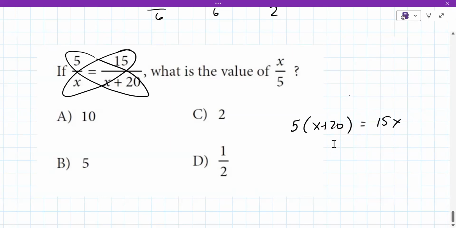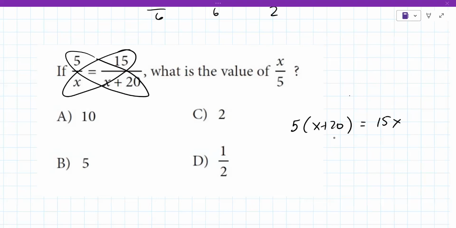And remember, you don't actually want x, you actually are going to take x and divide it by 5. Oh, yeah. Is it C?